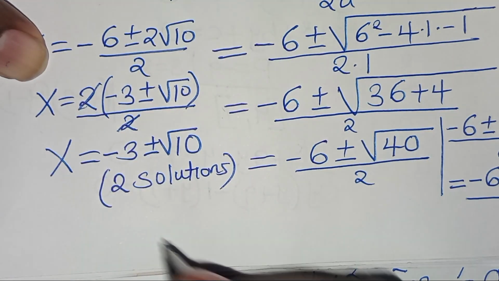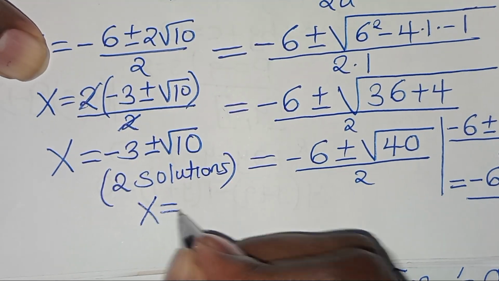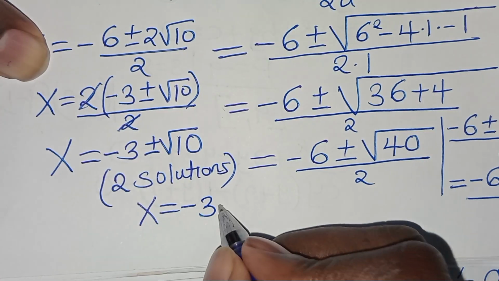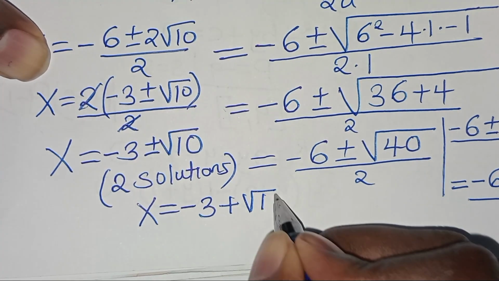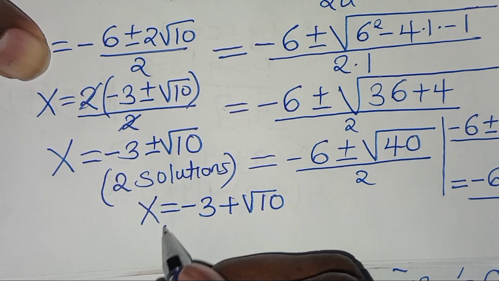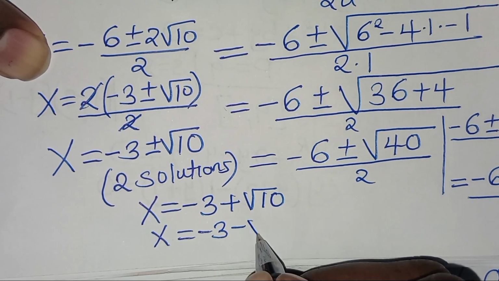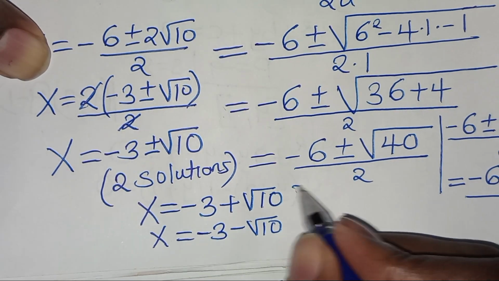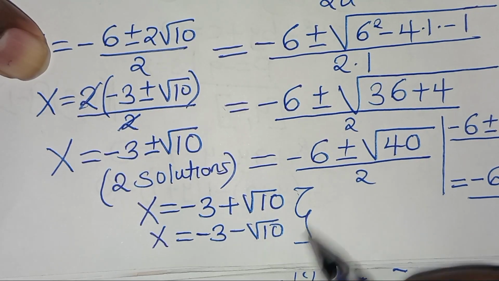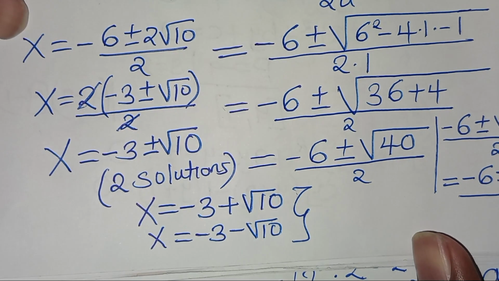We have x equal to minus 3 plus square root of 10, and we have that x is equal to minus 3 minus square root of 10. Now, these are the solutions under case 2.